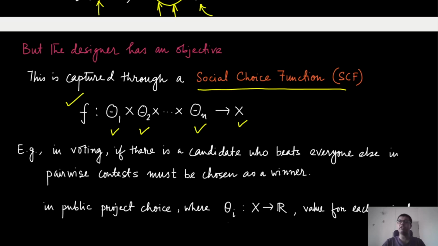Or alternatively, you can think that if there exist some preferences such that for all the players, A is on the top, it doesn't matter what the other alternatives or candidates are, A is on the top. So everybody is unanimously liking A. Then that candidate should be chosen as the outcome of f of theta. So that is another desirable property which can be captured by this social choice function.